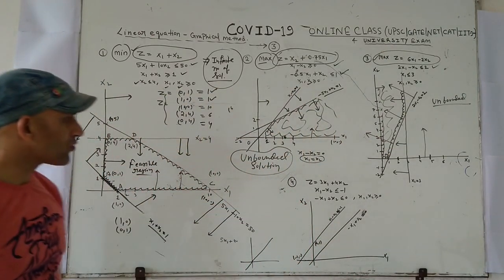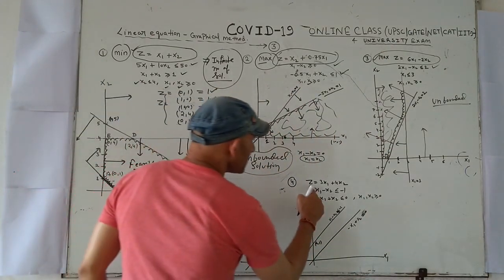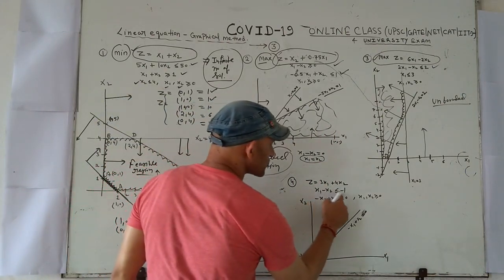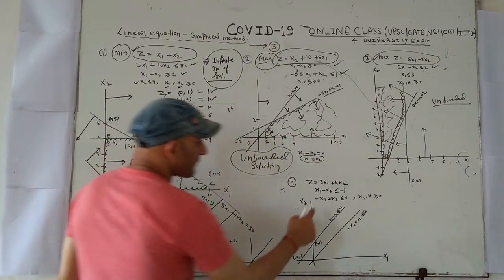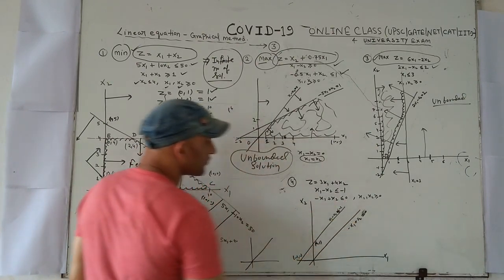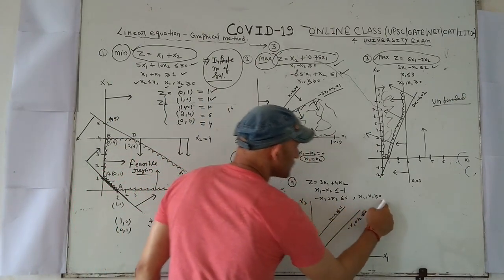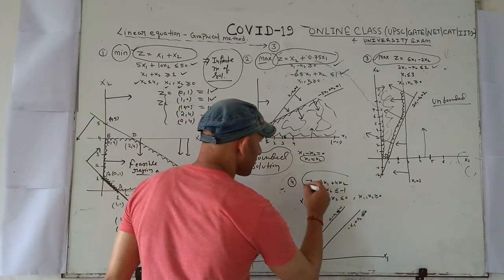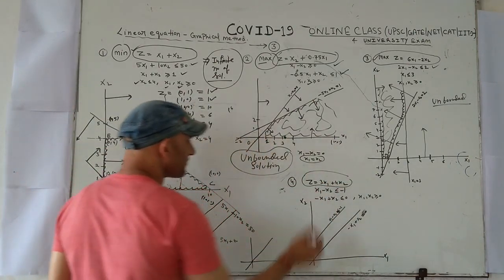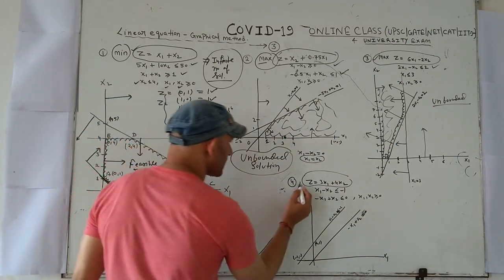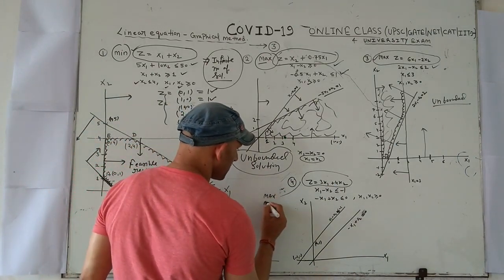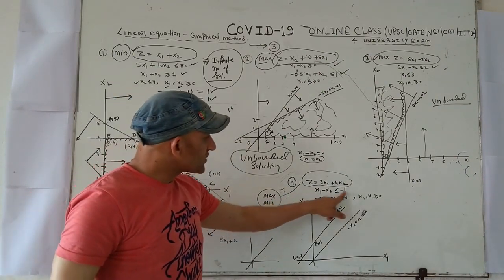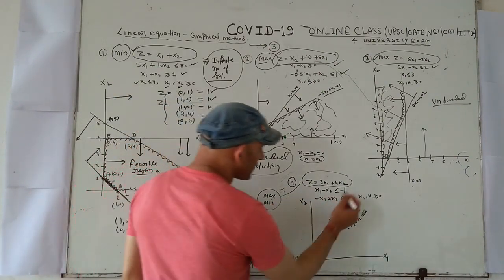Now question number 4. In question number 4, z is equal to 3x1 plus 4x2. x1 minus x2 is less than or equal to 1. Minus x1 plus x2 is less than or equal to 0. x1, x2 is greater than or equal to 0. At first forget whatever they have written, either max or minimum. You can take either max or minimum here. This is a special question. So now x1 minus x2 is less than or equal to 1.